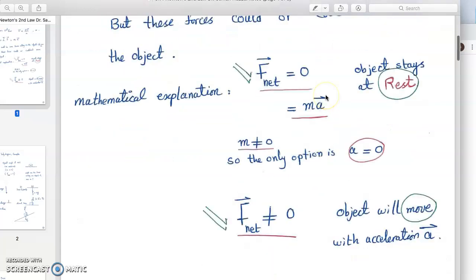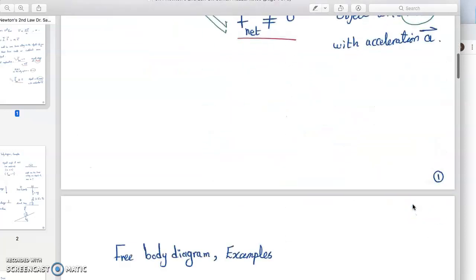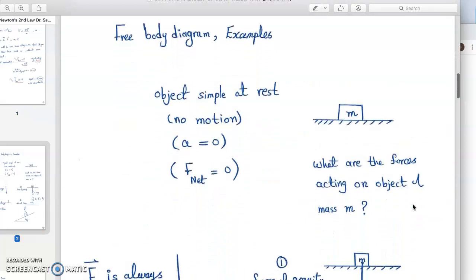Now, if the net force, and again we are stressing the word net, it means that there could be a couple of forces acting on the object, but their resultant. You remember from the chapter where we explained vectors, we used a lot the word resultant, or we use the word net. So if the net force doesn't equal 0, then the object will definitely move with acceleration a. Great.